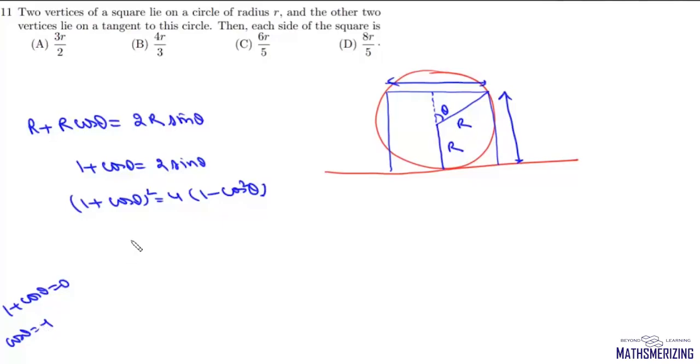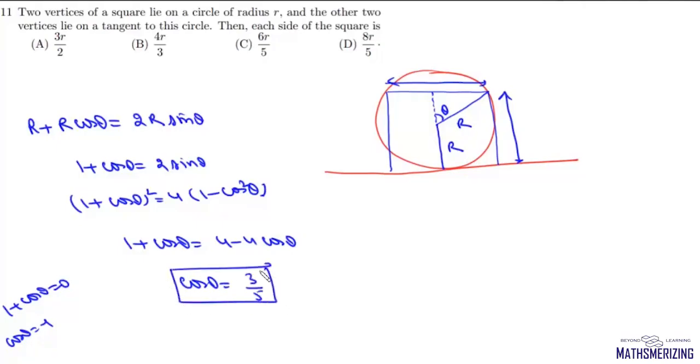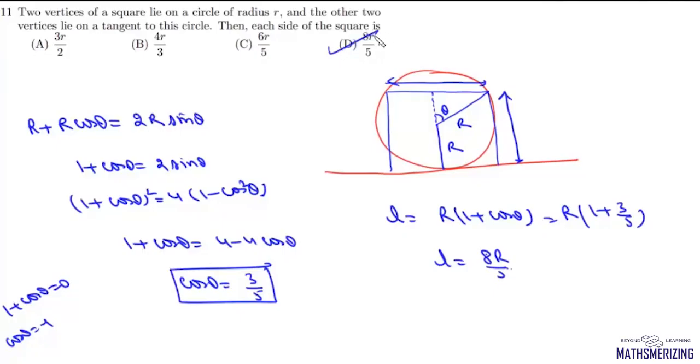So the result that we'll get here is 1 plus cos theta equals 4 minus 4 cos theta. So here the value of cos theta will be 3 by 5. Now we need to find the length of each side of the square. The length of this side is r (1 plus cos theta). So it will be r times (1 plus 3 by 5). The length of the side of the square will be 8r by 5, and that's your option D.